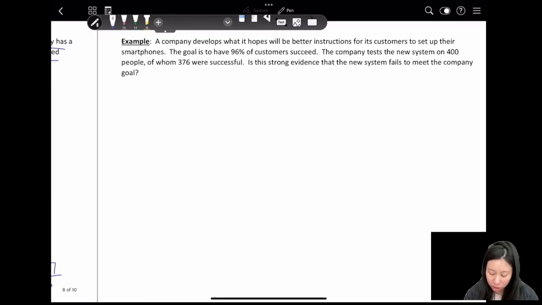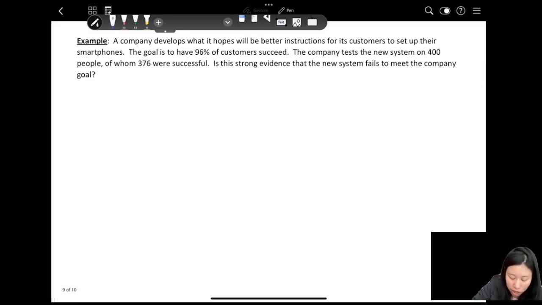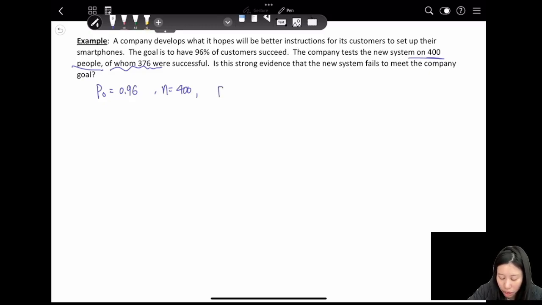A company develops what it hopes will be better instructions for its customers to set up their own smartphone. The goal is to have 96% of customers succeed. That's their goal, that's what they want. That's the assumption, right? So we have p naught equals 0.96, and then the company tests a new system on 400 people. That means we have a sample size of 400, of whom 376 were successful. That means p hat equals 376 divided by 400, which is 0.94.